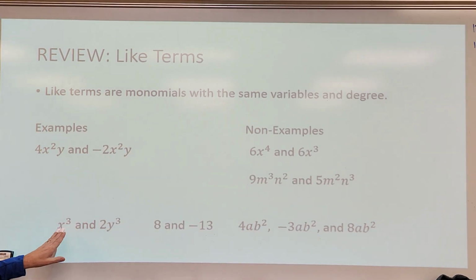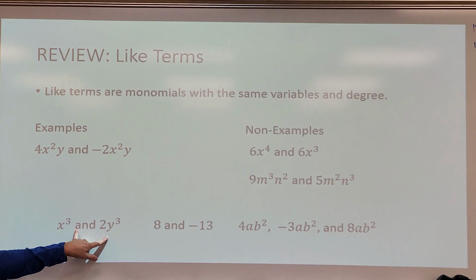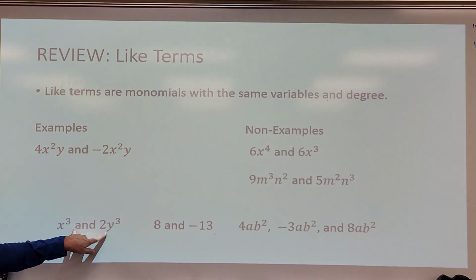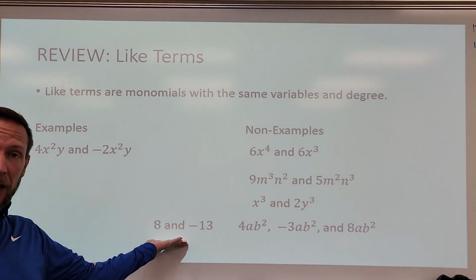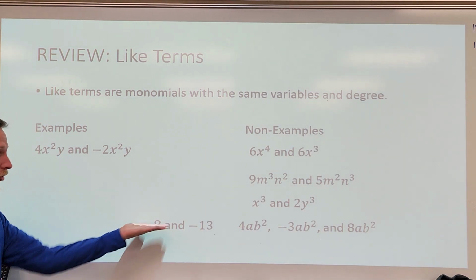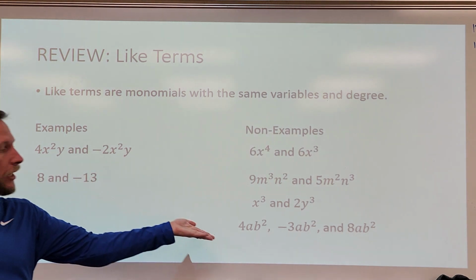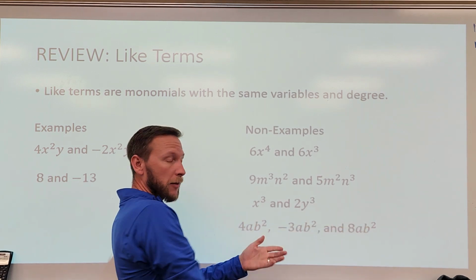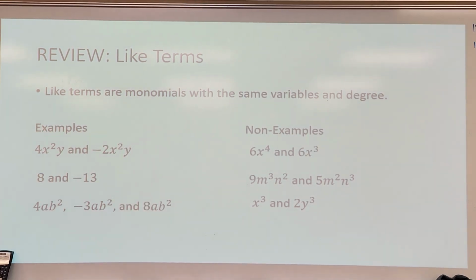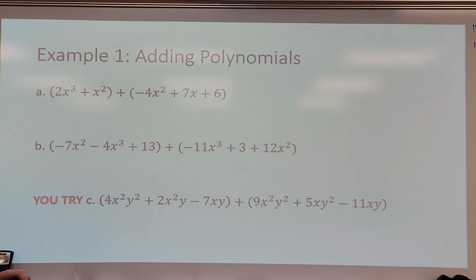Here, spoiler alert, we have different variables. Even though they have the same exponent, they have different variables. This is x and y, and so those are not like terms. These are just constants, all right? And so we can add those or subtract those. Those are like terms. And then here, these have the same a to the first power, the same b to the second power, just different coefficients. These are like terms. We could add those or subtract those. So making sure that you can identify like terms so that you can combine them using addition or subtraction is key.